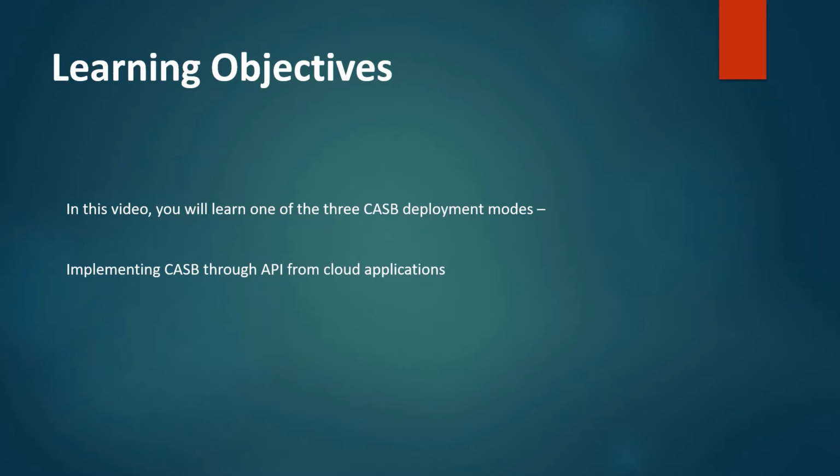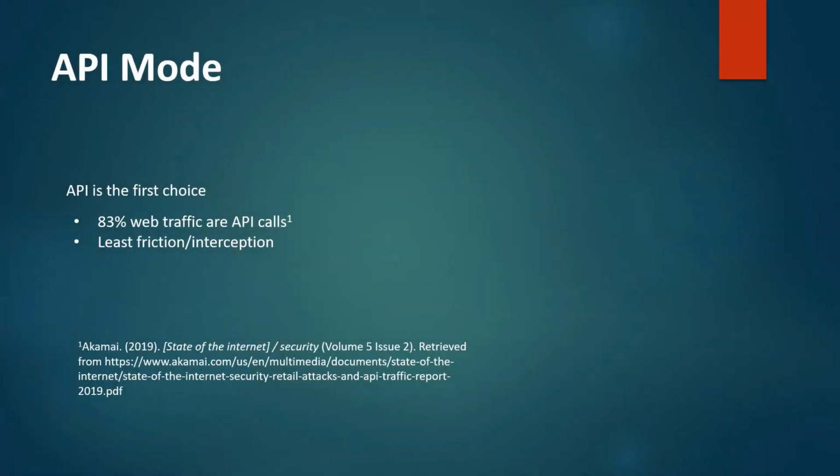We're going to cover 3 deployment modes in total, and this video will first talk about API deployment, that is, to implement CASB through the APIs from cloud applications. API integration is a very common engineering practice today. According to ACMA, the latest statistics show that 83% of web traffic are API calls, and by API here, we mean the API from web applications.